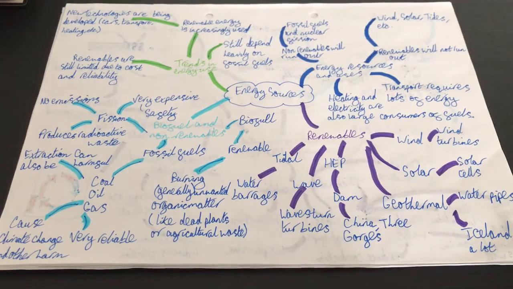But we are increasing the proportion of renewable energy that is being used. So you've got lots of wind farms and solar power farms popping up all over the place, which is great because it is helping to stop the issue of climate change. The problem with that, though, is that renewables are still limited and they're very expensive and they're not very reliable. So it's not economic to move to them entirely just yet.